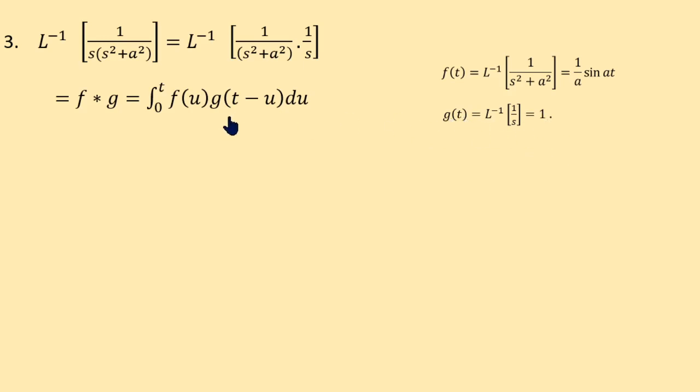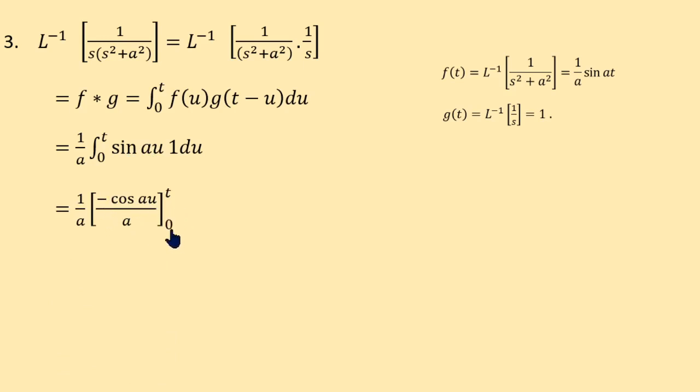G of t is 1. Therefore, g of t minus u is also 1. By substituting, you will get 1 by a integral 0 to t sin a u into 1 into du. Integral of sin a u is nothing but minus cos a u by a. Limit is from 0 to t.